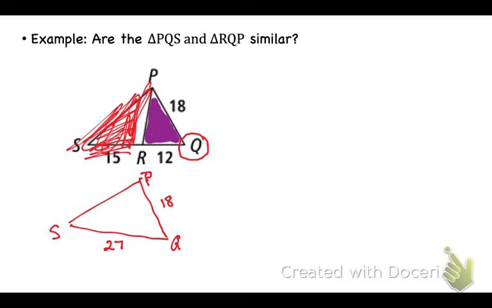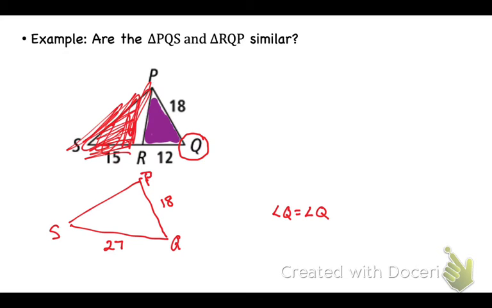Yeah, it's that reflexive property. It doesn't have to tell me they're congruent because it's the same angle, isn't it? So we already know that angle Q equals angle Q. So we'll have to keep that in mind, and I put that at the bottom of my work. So now we have to check if the other two are proportional.